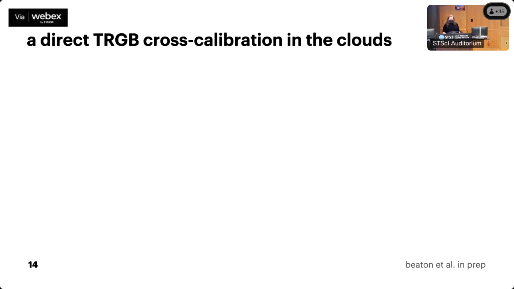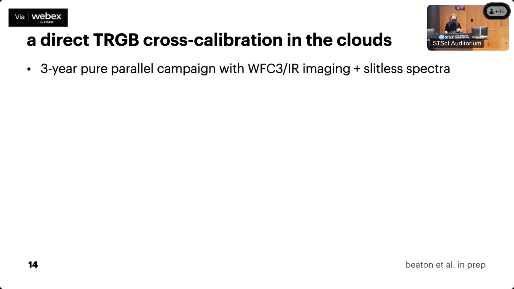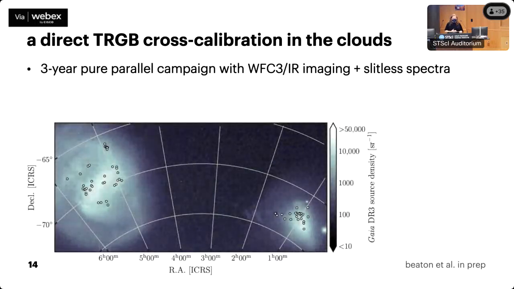And finally, I want to switch gears a little bit and talk about a program Rachel and I have been working on, along with a few other folks, to do an empirical cross-calibration of the tip of the red giant branch between WFC3IR and ground-based JHKS. And the Magellanic Clouds are really the only place that you could reasonably do this. And even here, it's a challenge because you're right around the saturation limit for WFC3IR.